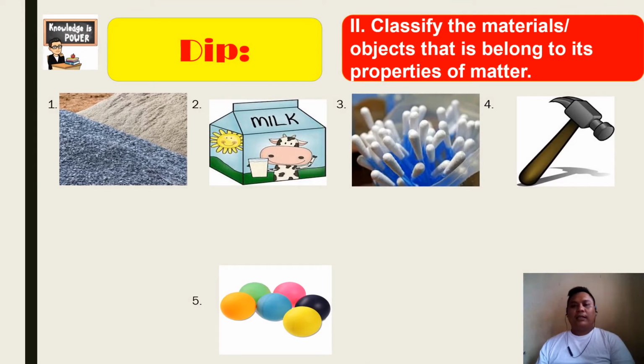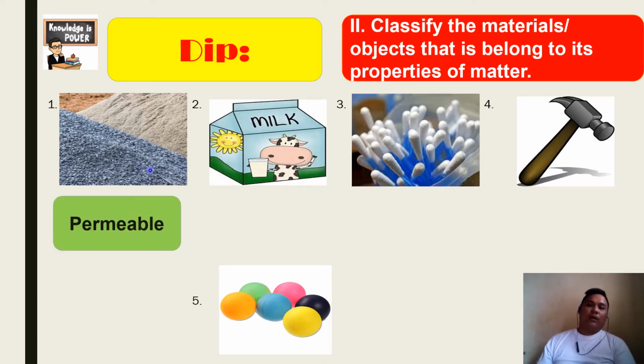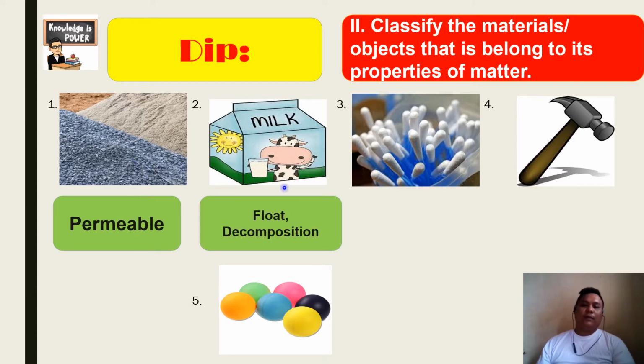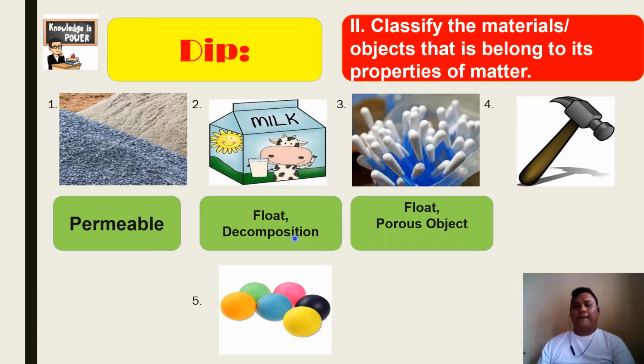So next, classify the materials or objects according to their properties of matter. We need to classify each one according to what kind of property it has. For example, number one is permeable. As we all know, sand and gravel are permeable. Next, milk. It can float and decompose. Pwede po siyang masira.